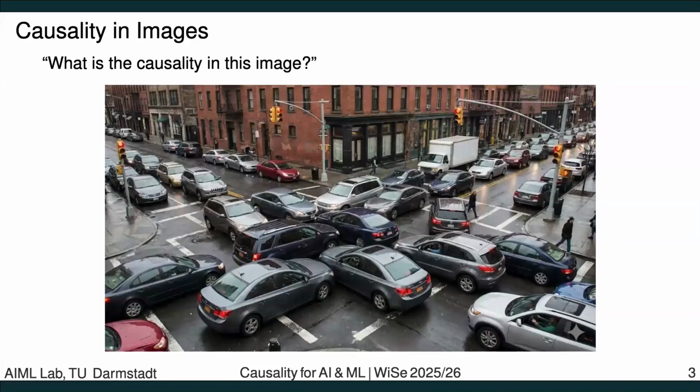Another example here. What is the causality in this image, right? So we see some sort of gridlock. We might consider the traffic lights. We might consider cars stopping for pedestrians. And most importantly, what we see is that we see no dynamics, right?